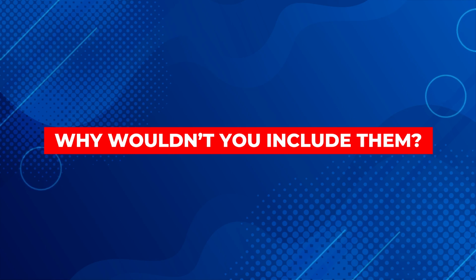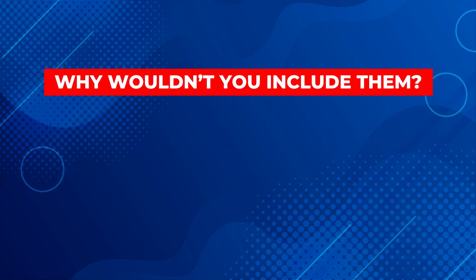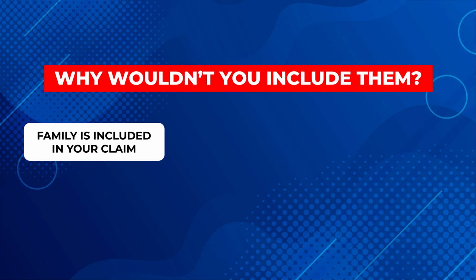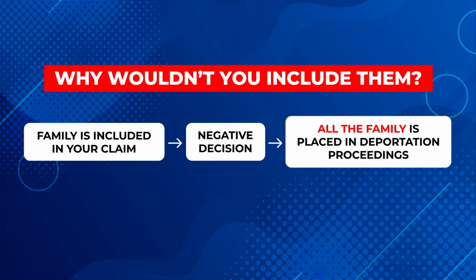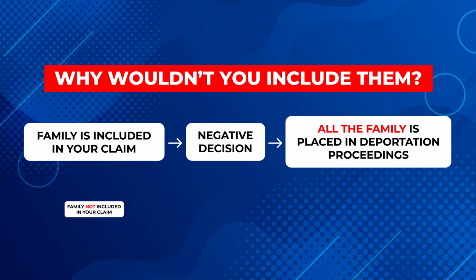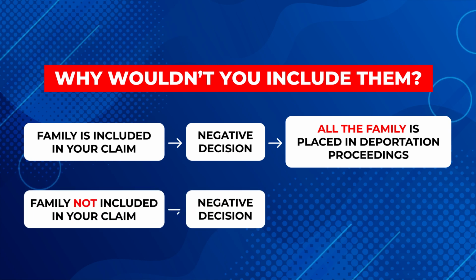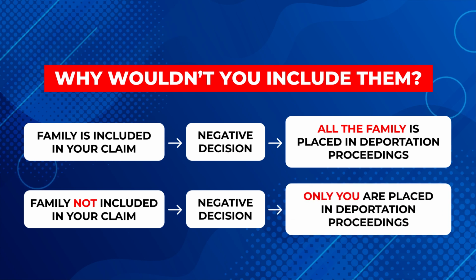Well, there is some risk here if you're applying for asylum affirmatively with USCIS. If your spouse or children are included in your claim and you get a negative decision, all of you will be placed in deportation proceedings if you and they don't have legal immigration status at the time that negative decision is made by USCIS. If you were to choose not to include them as dependents, you would still get sent to immigration court upon receiving a negative decision from USCIS, but they would not. So you can shield them from possibly being placed in deportation proceedings by electing not to include them as dependents in your case.